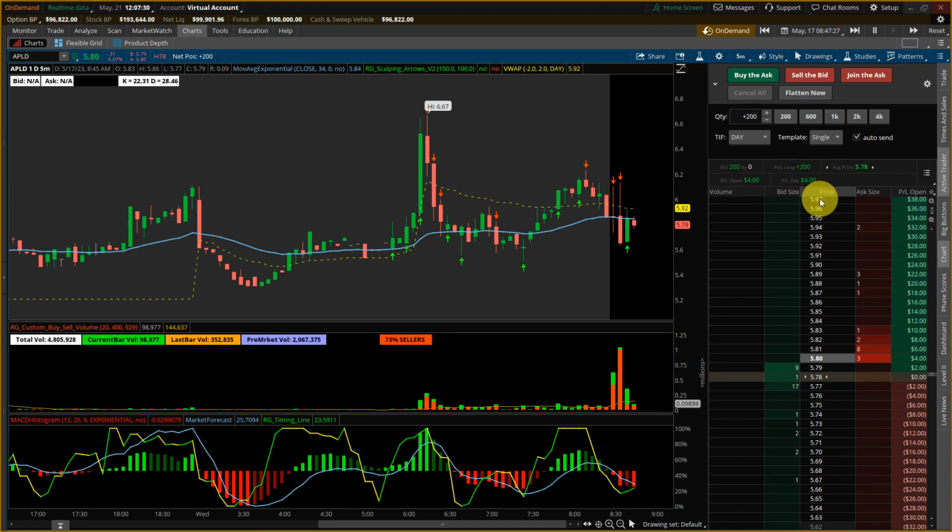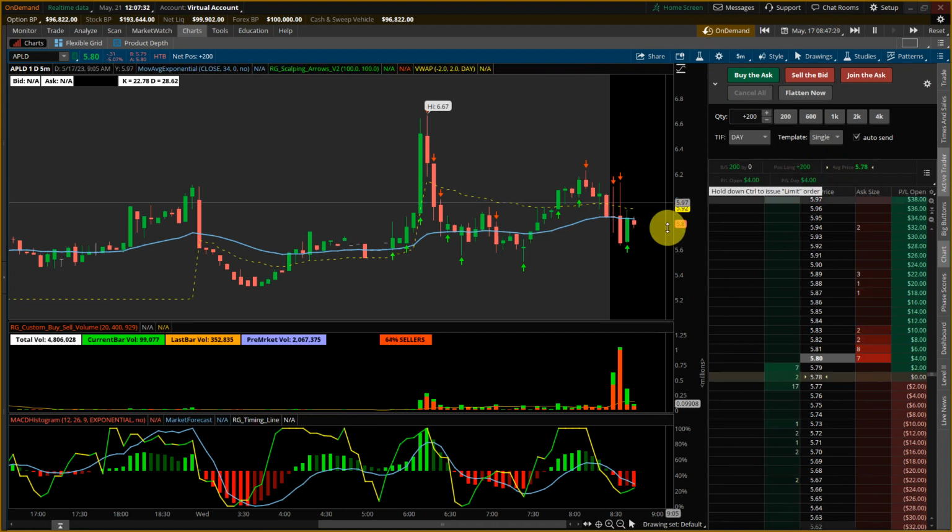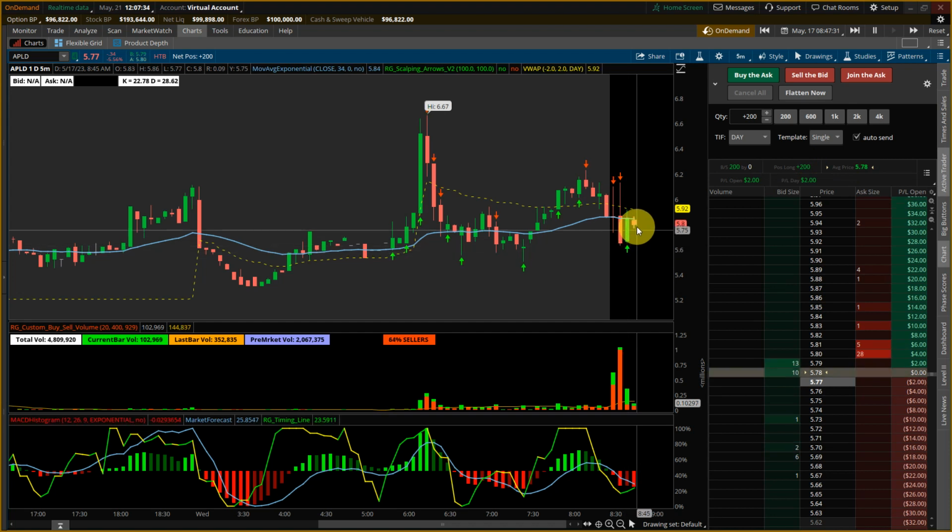Still not into a great profit here. We've actually lost a little, but we still have this green arrow. We don't have a red arrow telling us to get out.